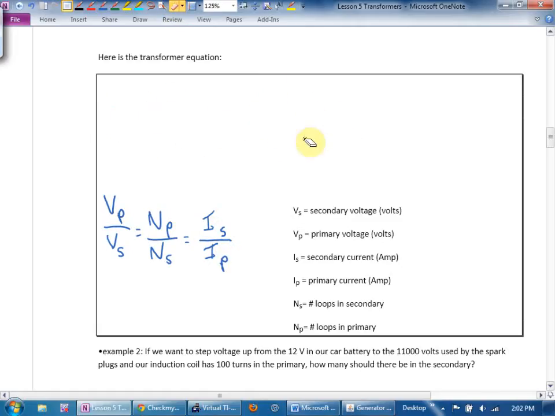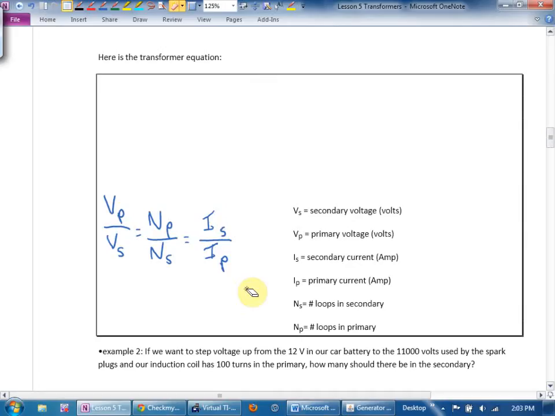This means we're going to be cross-multiplying a lot, which is really all the math in this particular lesson. Where VS stands for whatever your secondary voltage is or you need it to be. VP stands for whatever your primary voltage is or you want it to be. IS is the secondary current in amps, IP the primary current in amps, and NS and NP are the number of loops in the secondary and primary coils. Is this what it is on your formula sheet? Is the letter P on top or S on top at the beginning? I flipped it. It's the same equation.